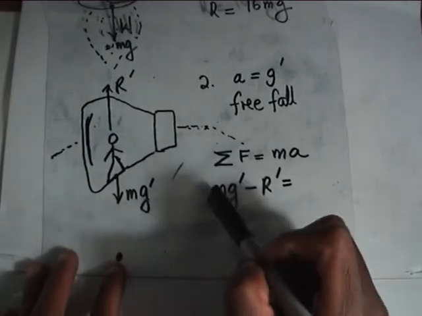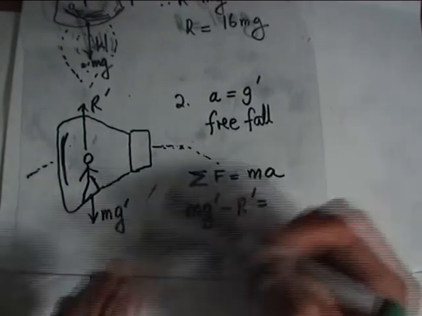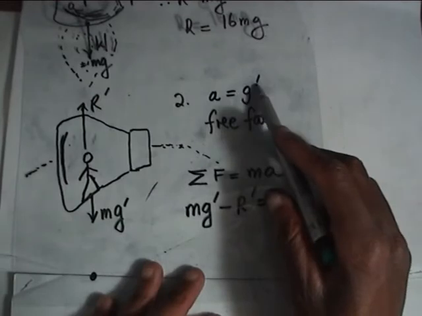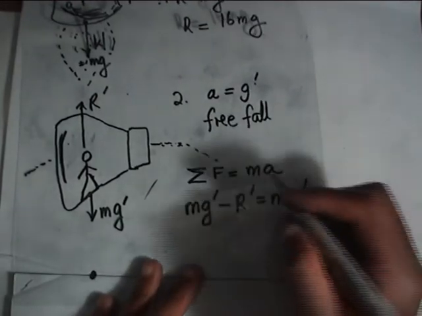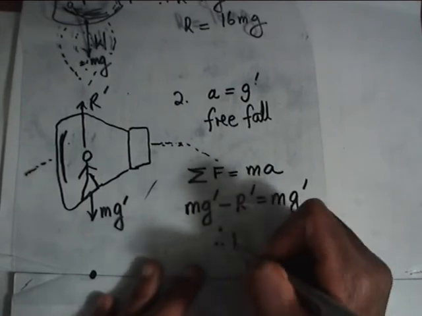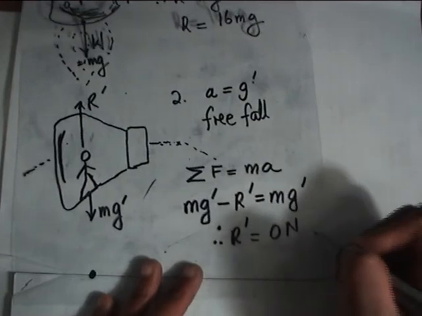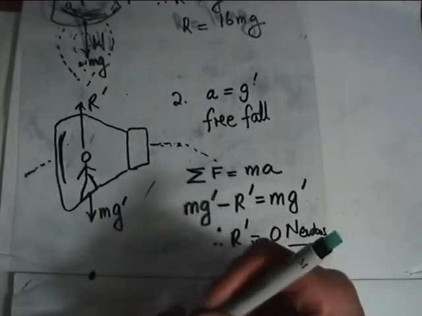So the resultant is mg prime minus R prime, which is equal to m times a. But since it's in free fall, the a is now g prime. So this is equal to m g prime. Therefore, with a little bit of algebra, you can see that the reaction force is 0 newtons. What does that mean?